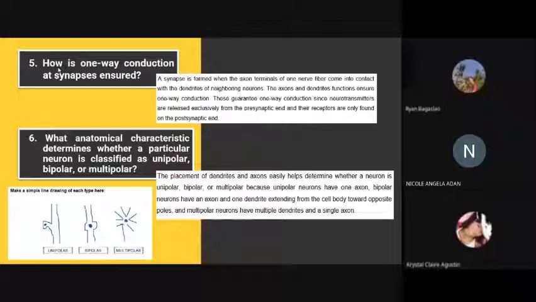Number six, what anatomical characteristics determine whether a particular neuron is classified as unipolar, bipolar, or multipolar? The placement of dendrites and axons easily helps determine whether a neuron is unipolar, bipolar, or multipolar, because unipolar neurons have one axon. Bipolar neurons have an axon and one dendrite extending from the cell body toward opposite poles. And multipolar neurons have multiple dendrites and a single axon.